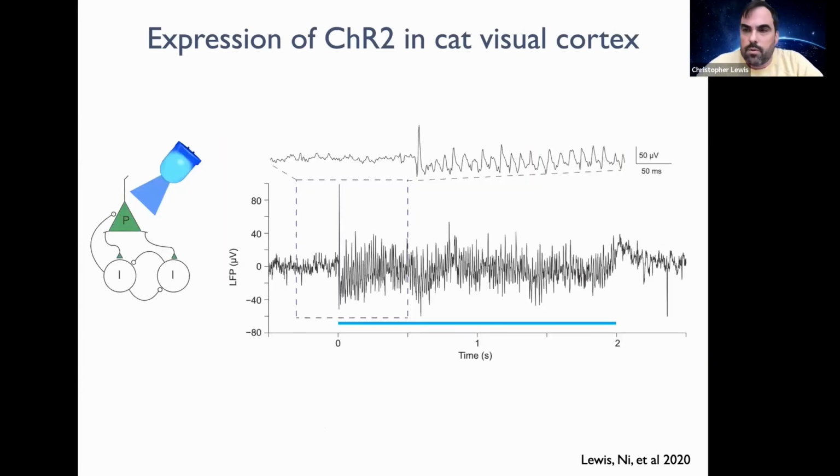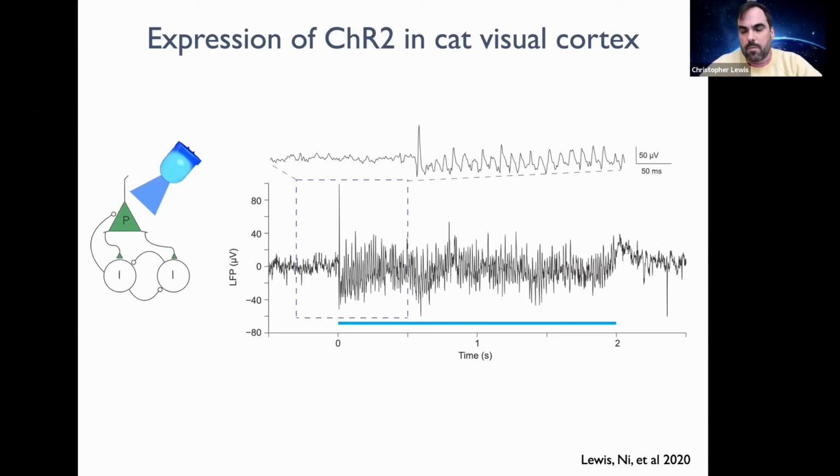And so if we shine blue light on the cortex there in V1 or in 21A, in both areas essentially, we were able to induce strong gamma band synchronization. So this occurs around 40 to 80 hertz, depending on the strength of the excitation.